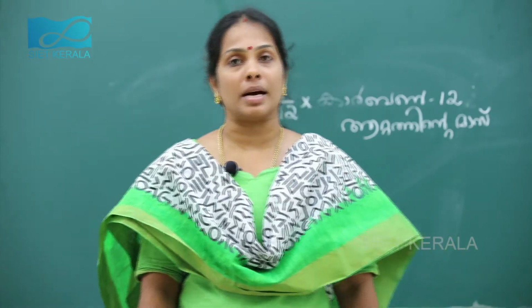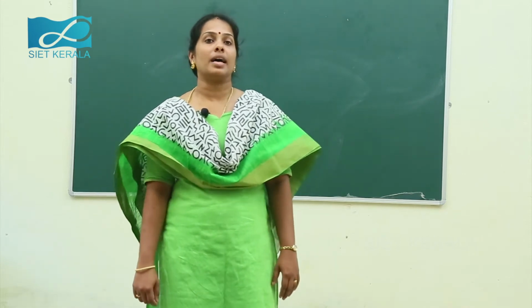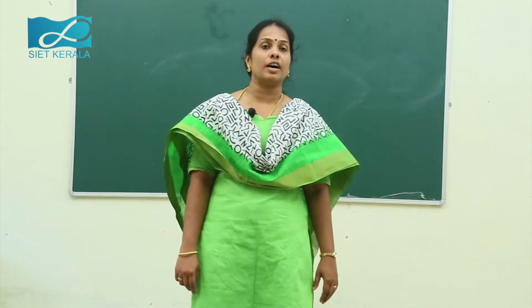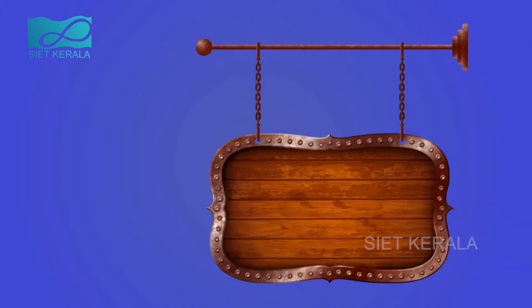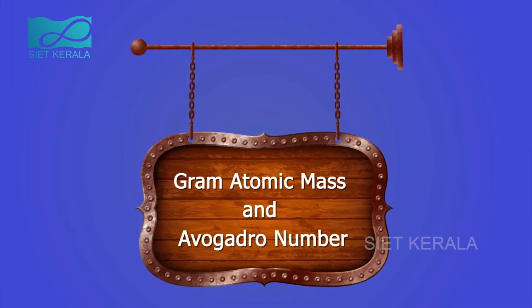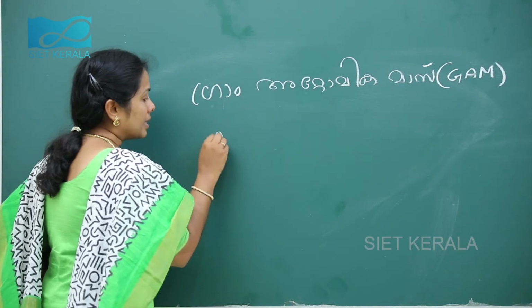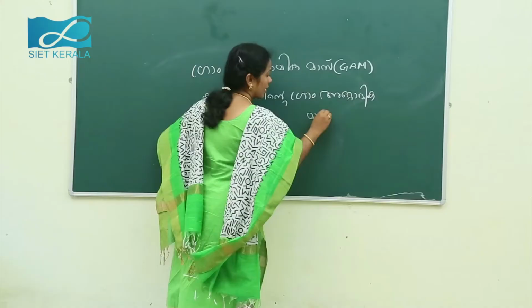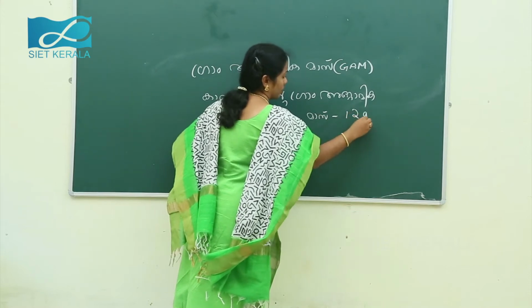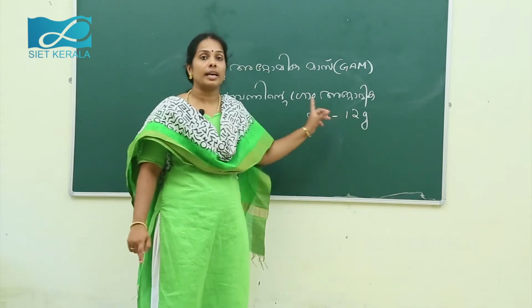Let's find out what gram atomic mass is. The atomic mass of an element expressed in grams is called gram atomic mass, or GAM. Gram atomic mass and Avogadro number. The GAM of carbon-12 is 12 grams. Now, we are going to calculate the number of particles present in this carbon.